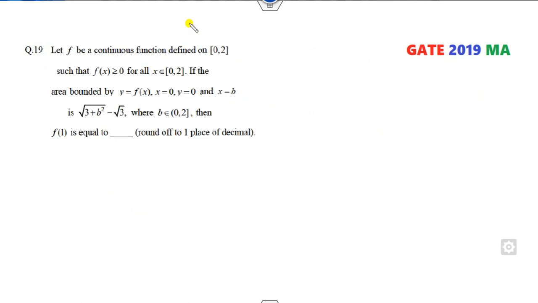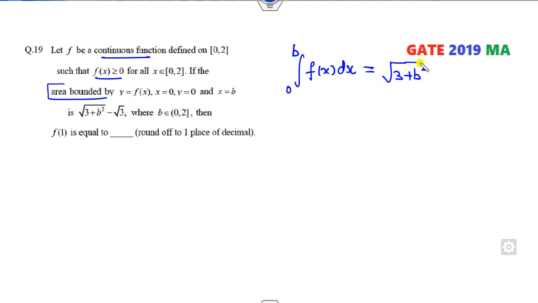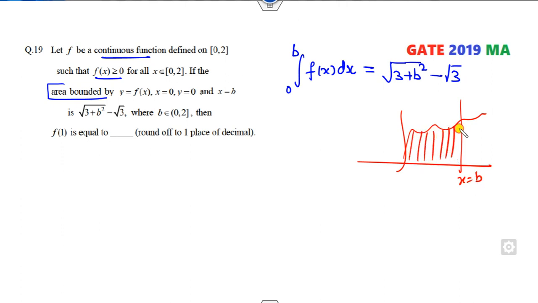Now look at another question. What is given to you? F is a continuous function such that the area bounded, that is the integral of f of x dx, is given to be b square minus root 3. What is the meaning of that? If you have the curve, this is the function, this is x equal to b, then this area is given to you here.